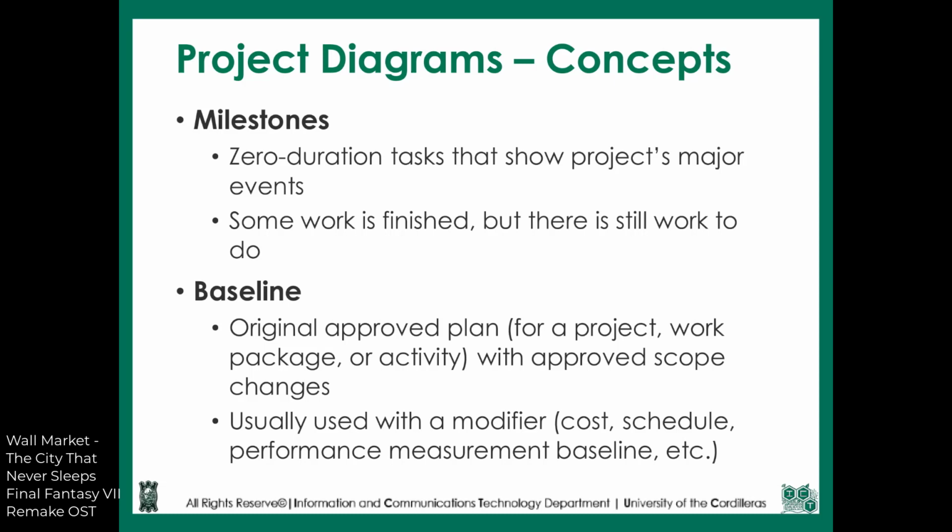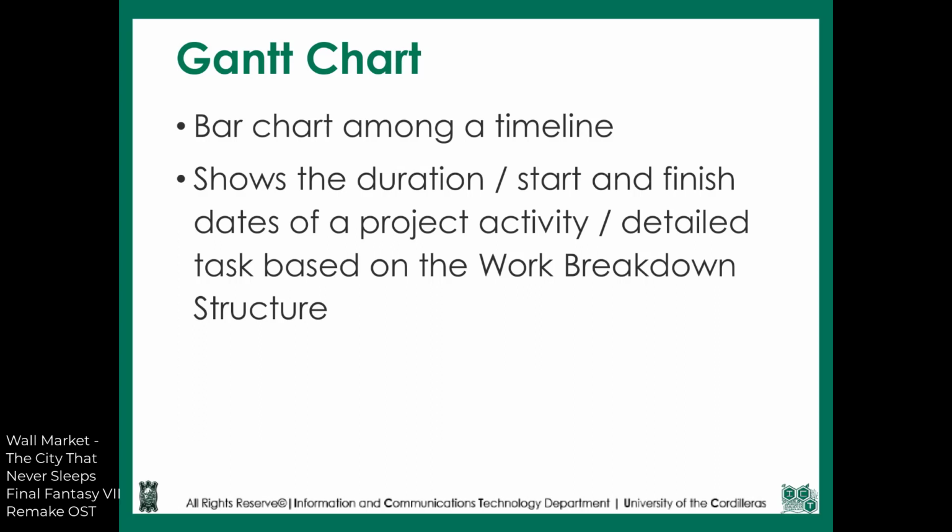This is usually the project charter or the approved work breakdown structure. As such, a modifier in terms of cost, schedule, or performance measurement baseline is added to help determine what is deemed successful from not successful. With that, let's move to the Gantt chart.